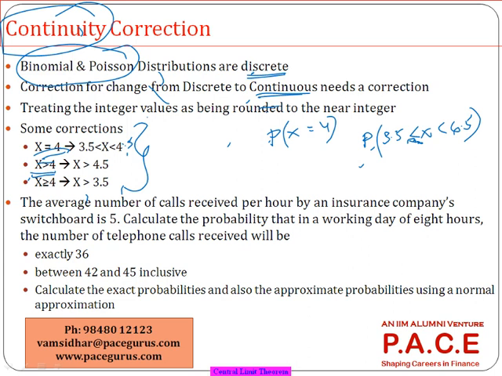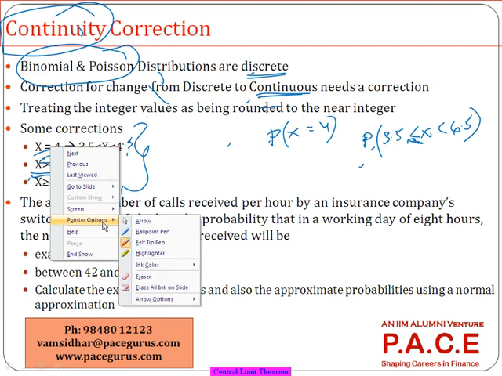If the question says find x greater than or equal to 4, greater than or equal to 4 means even 4 is also included in the binomial. So 4 is also included means you have to start from 3.5. Right? So depending on what question is asked in the discrete case, you will make the appropriate correction in the continuous case. That is what we call the continuity correction.